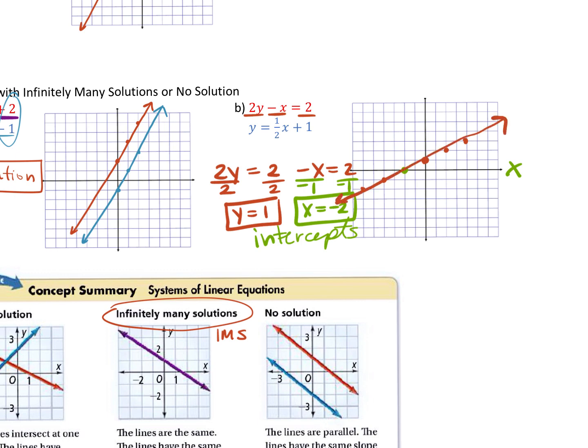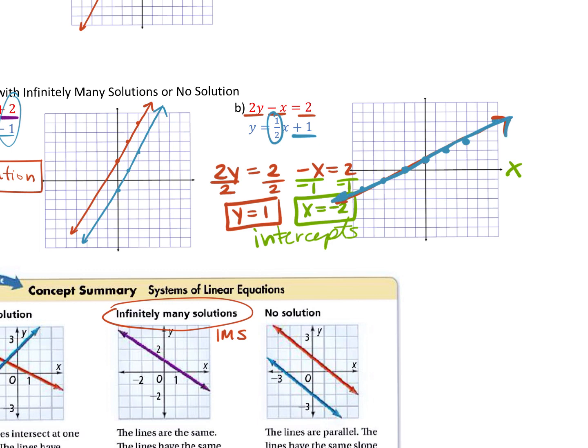Okay, again, if you hate the cover-up method, don't do it. Turn it into slope-intercept form. That's totally fine, okay? I'm just giving you options. The blue line is in slope-intercept, so we're going to go up 1. Look at that. There's our answer. And then a slope of 1/2. So up 1 over 2, up 1 over 2. If you go the other way, down 1 over 2, down 1 over 2. We get the exact same line that we just drew in.